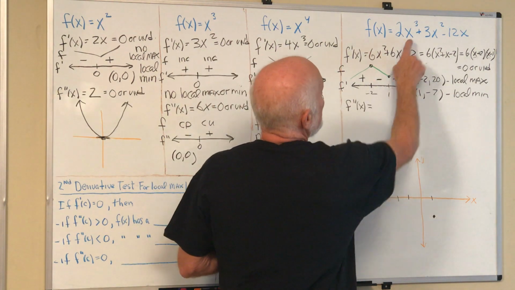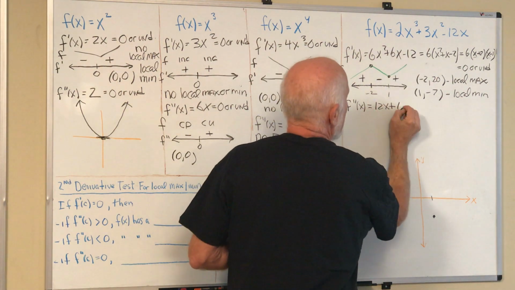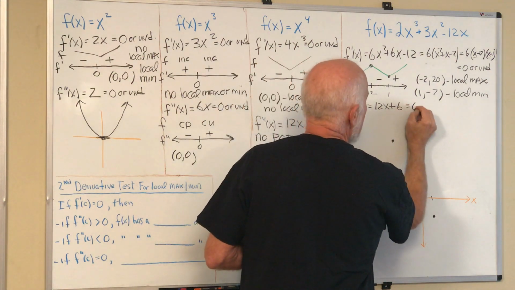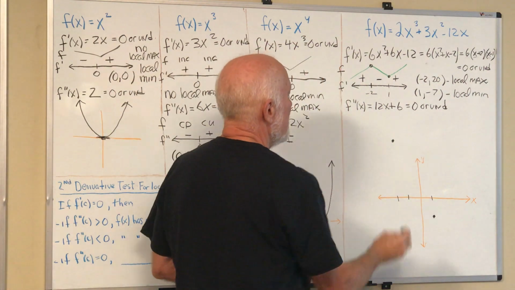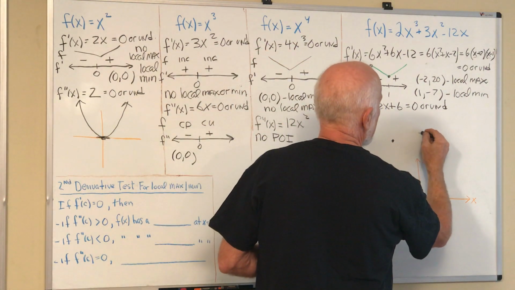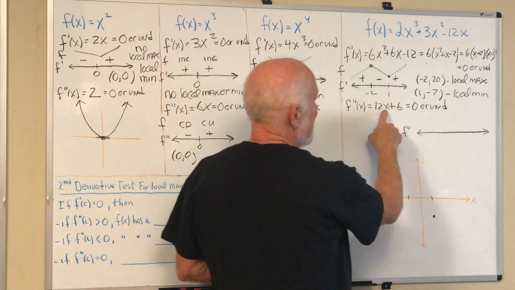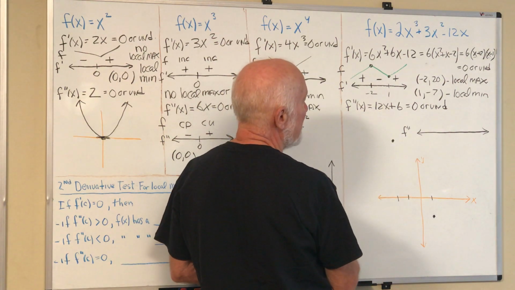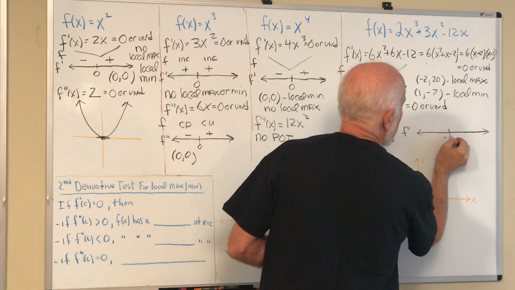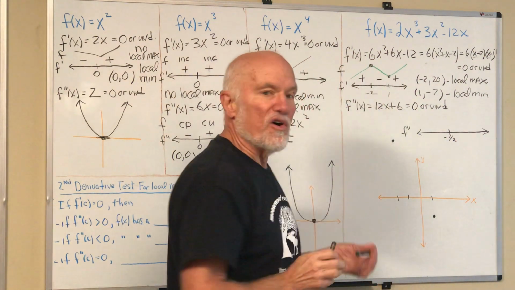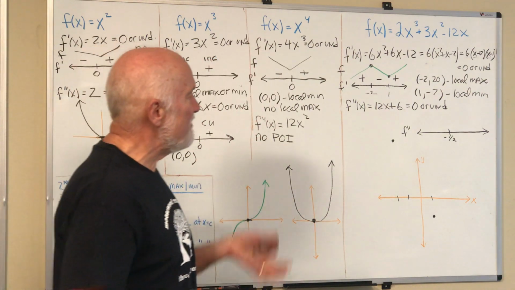The second derivative is 12x plus 6. And if I set that equal to 0 or undefined, to look for possible points of inflection, I find that the only possible point is when x equals -1/2. It's never undefined, and at -1/2, the second derivative equals 0. Again, that doesn't guarantee a point of inflection. We really have to see that the concavity changes.